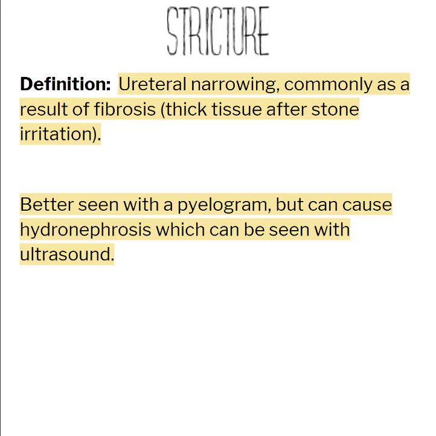Now, strictures are better seen with a pyelogram, which means that a radiolucent dye is injected through the bladder and into the ureter, and then they use fluoroscopy or x-rays to see how that dye fills the ureter. If there is a stricture, there will be a thinner area of dye compared to the area above or below where the stricture is. Ultrasound is not able to see strictures, but what we are able to see is hydronephrosis, which can be a sign of stricture in the ureter.